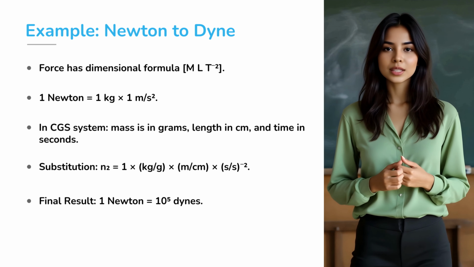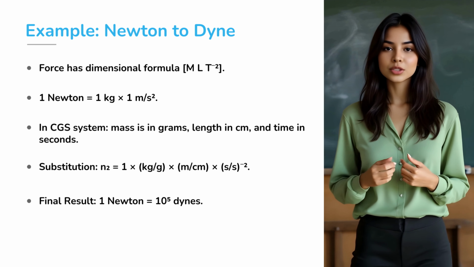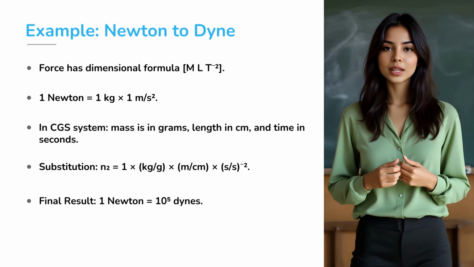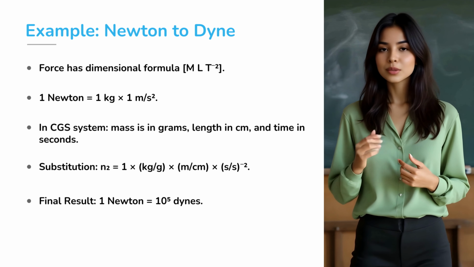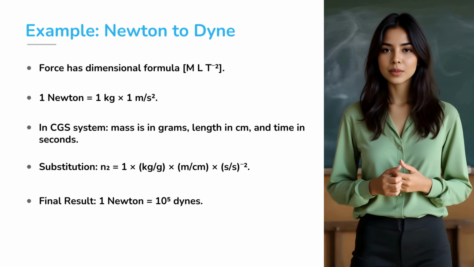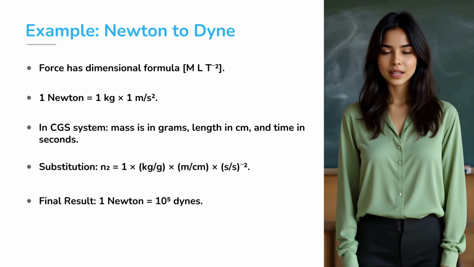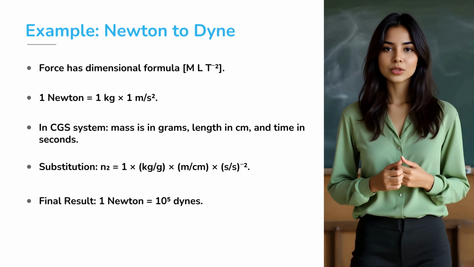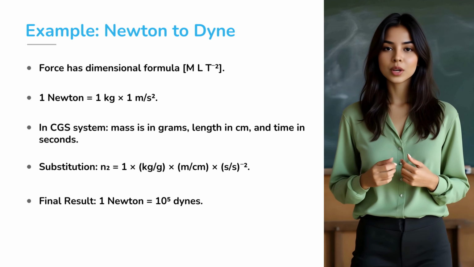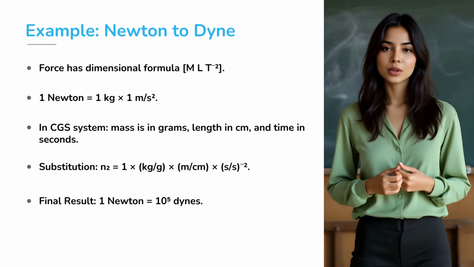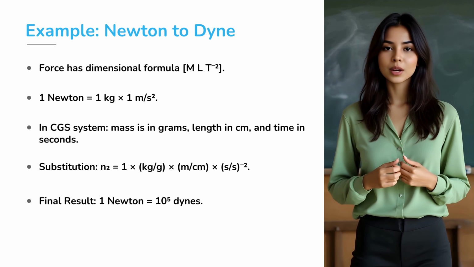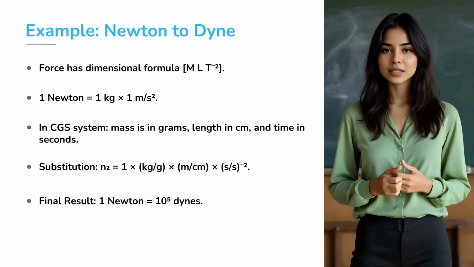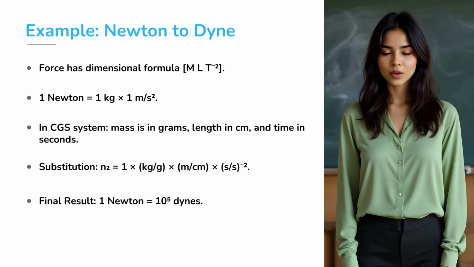Let's test this idea with an example. We'll convert 1 Newton into dynes. Force has the dimensional formula MLT to the power minus 2. In the MKS system, 1 Newton equals 1 kilogram into 1 meter per second squared. In the CGS system, the units are grams, centimeters, and seconds. Substituting, we get n2 equals 1 multiplied by (kilogram over gram), multiplied by (meter over centimeter), multiplied by (second over second) to the power minus 2.